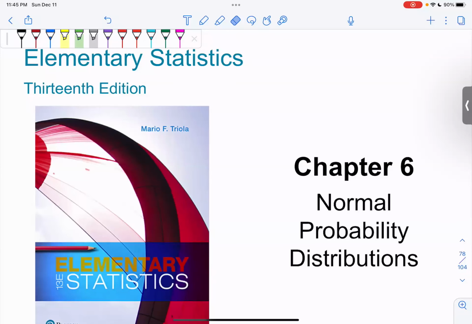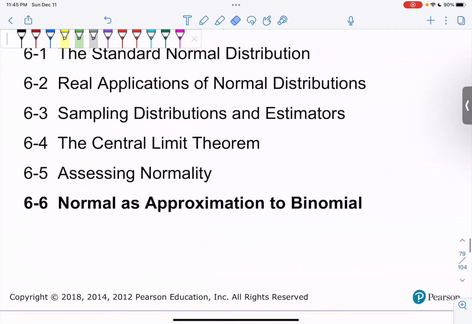Hi everyone. So this is the last session in chapter 6, which is using normal distribution as approximation to binomial distribution.